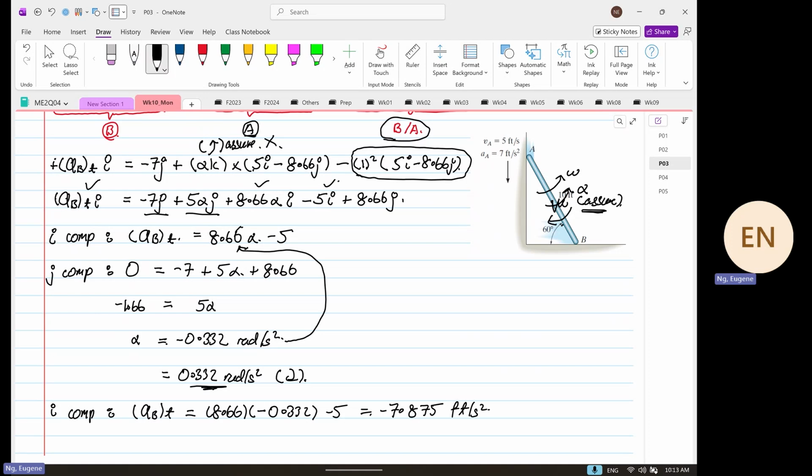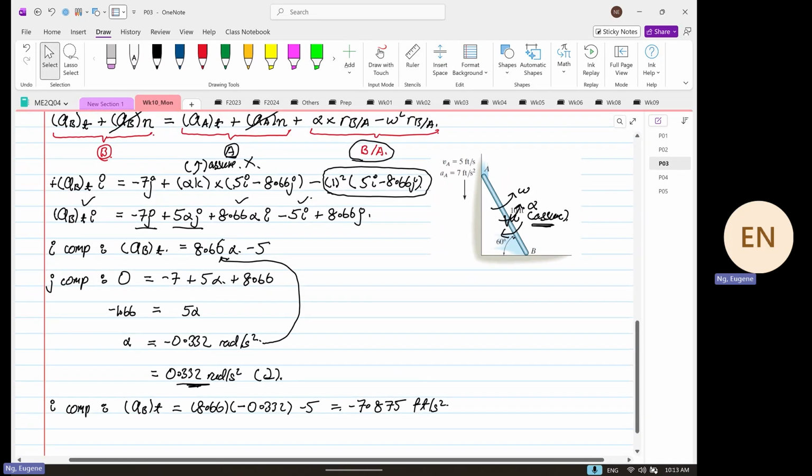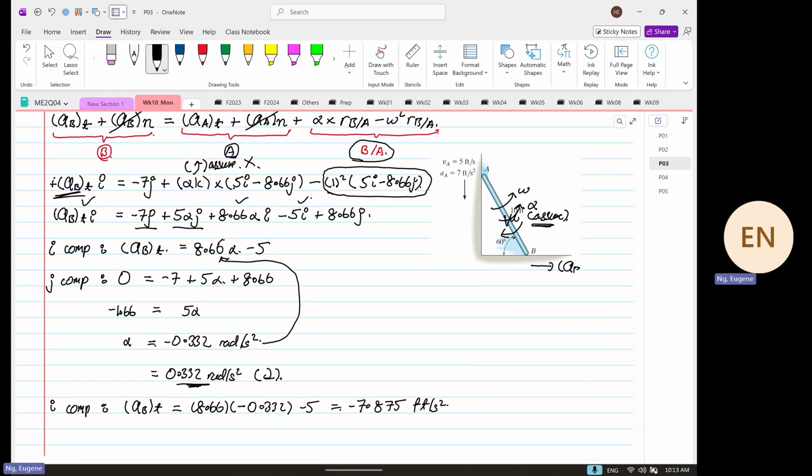per second squared. Now over here, when we form this equation, we assume it to be in what direction? Okay, so the outcome is equal to 7.875 feet per second squared, and is in the opposite direction. Okay, so this is a good revision for our term test later on today.